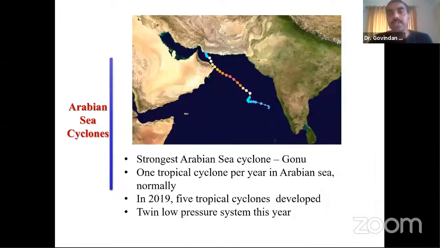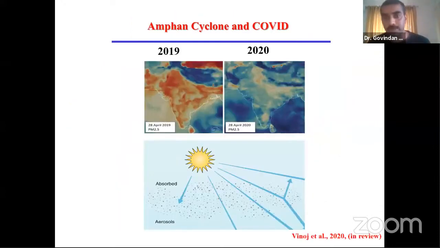In the case of tropical cyclones in the Arabian Sea, we have seen the strongest tropical cyclone, Gonu, in the last decade. We used to get one tropical cyclone per year in the Arabian Sea, but in 2019 five tropical cyclones developed, and this year we have seen twinned low pressure systems. So this is basically an indication that the climate is changing.